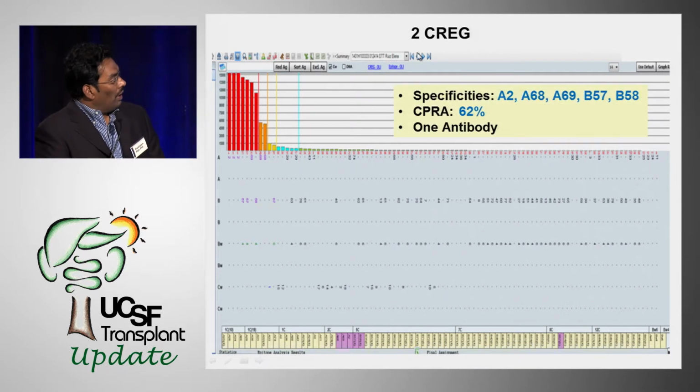So there are 5 different antibodies, and the frequency of the targets for these antigens is 62%. That means a patient with this profile will avoid 62% of the UNOS donors. And they are basically one antibody. I'm going to explain in a couple of slides next.